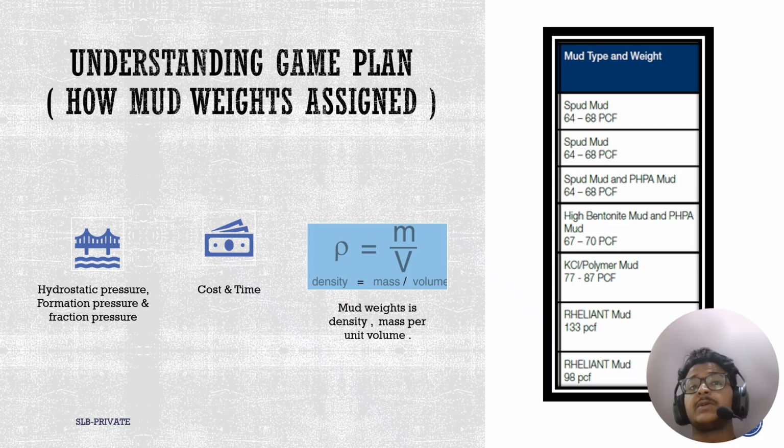Our second factor is cost and time. Each chemical has its own value. Some are more expensive than others, and some take more time to mix than others. As you can see here, for OBM, the main mud weight material is barite. Barite takes a lot of time to mix. Basically, mud weight is density, mass per unit volume.